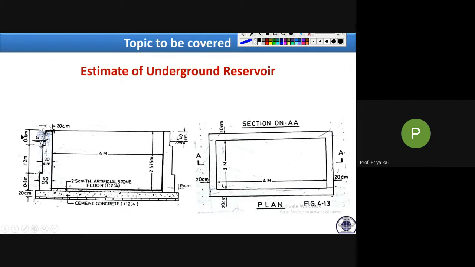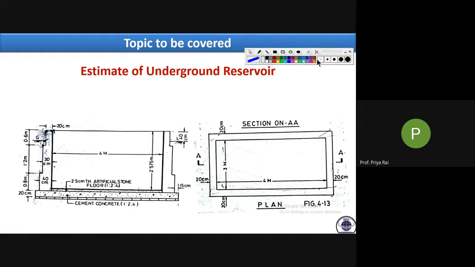If we draw this in 3D, then it will actually look like this. See, this is basically a cuboid, right? So it is like this, like a boundary wall only.